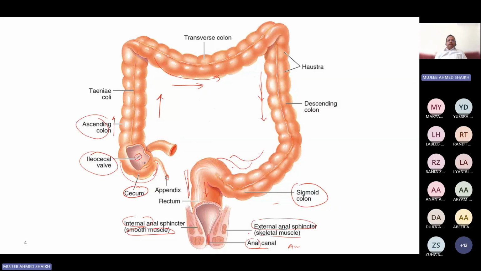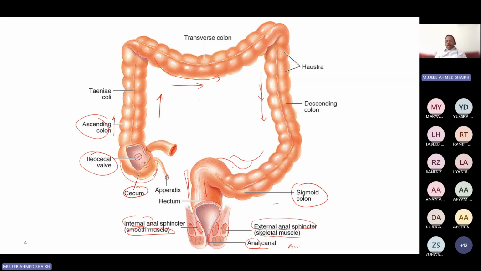The anal canal or anal opening is guarded by two valves, two different types of sphincters. One is called internal because it is near the midline. We call it the internal anal sphincter, and it is formed by smooth muscle, whereas away from the midline is the external anal sphincter. It is made by skeletal muscle.